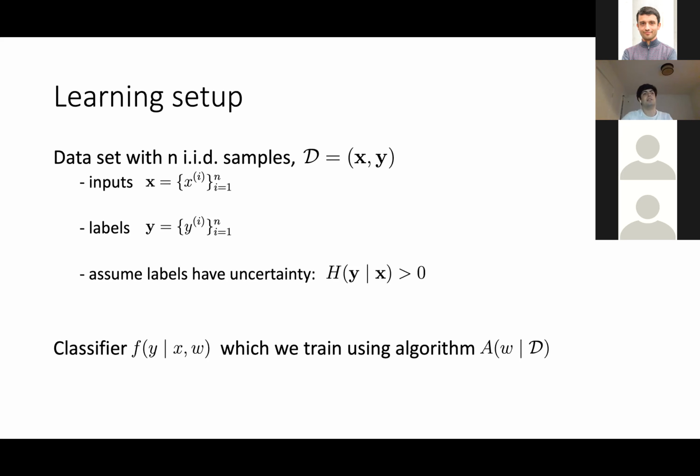And let's say we have a classifier f(y|x) with parameters W. So given parameters and X, it will give us a distribution on Y. And then let's say we train this classifier with an algorithm that is denoted by this conditional distribution. It takes the data set and outputs a probability distribution on weights. This algorithm can be deterministic, evaluating to a single W, or can be stochastic, such as SGD or a Bayesian neural network. Doesn't matter at the moment.